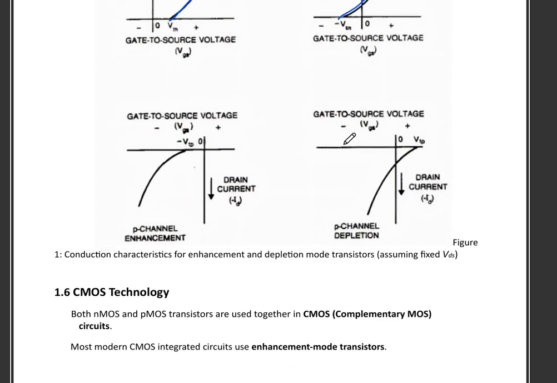Next is the PMOS or the P-channel enhancement MOSFET, and in P-channel enhancement MOSFET it is the negative or the downward curve. Similar to that, the P-channel depletion MOSFET has positive voltage here. That's why the curve starts from positive and moves towards negative.